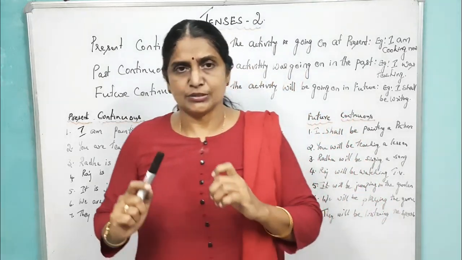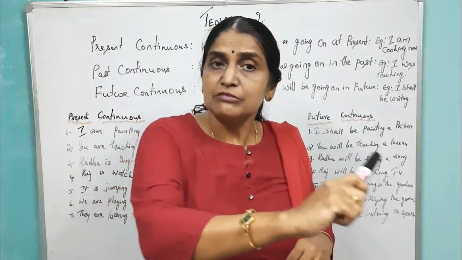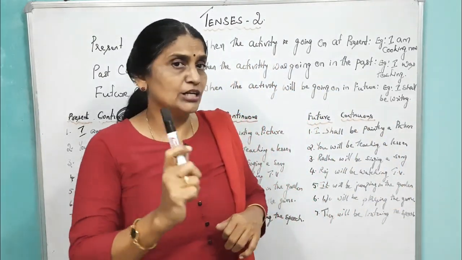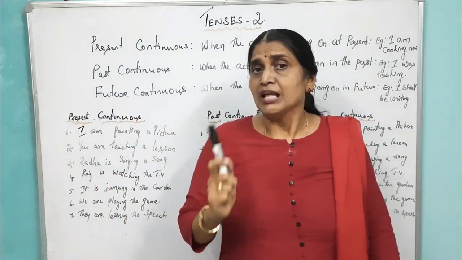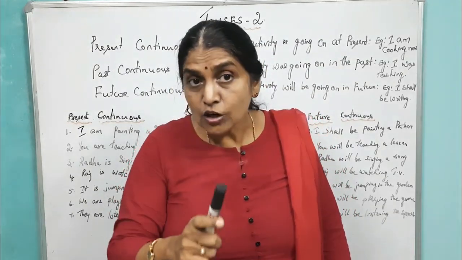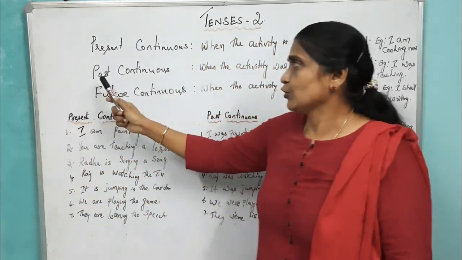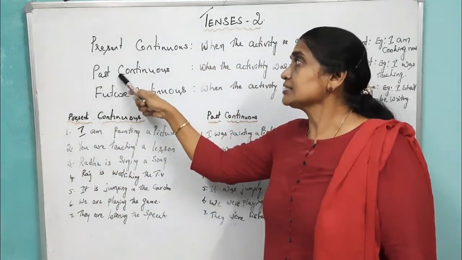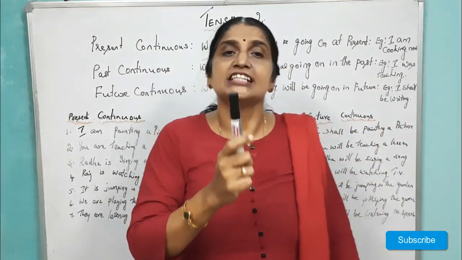Now what's the difference between past tense and past continuous tense? Past continuous tense means the activity must have taken place at some time in the past which was continuing. For example, if I give you an example, you'll understand better. At 3 o'clock yesterday, I was watching television. You are able to understand? 3 o'clock yesterday, the activity was going on. In that case, you use past continuous. That means, in the past, the activity was continuing. At 3 o'clock yesterday, I was watching television.